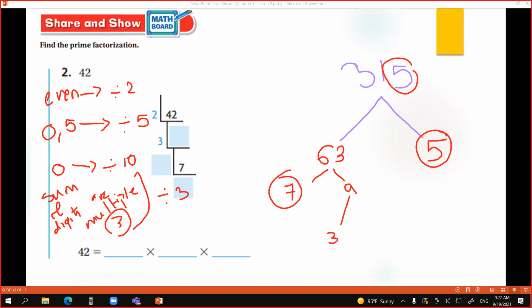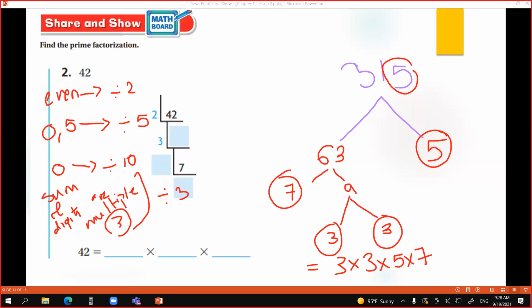So here we have 3, and we complete the 9. And 3 is a prime number, so we stop here. So what is the prime factorization of 315? It is 3 times 3 times 5 times 7.